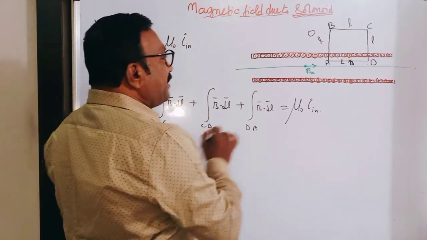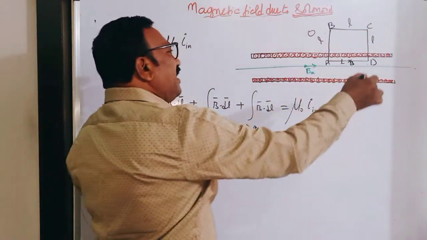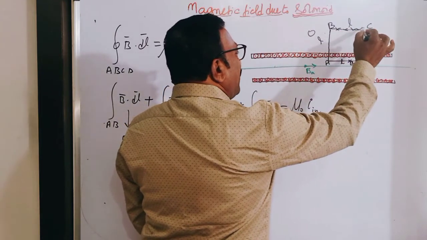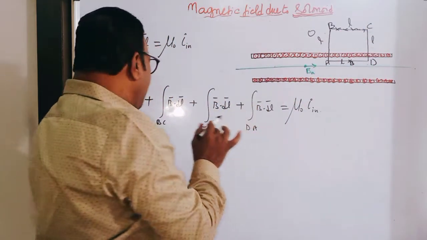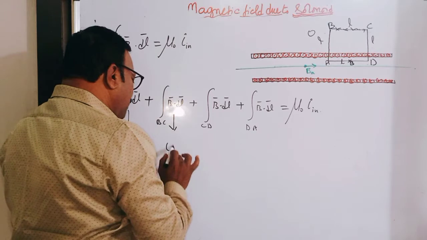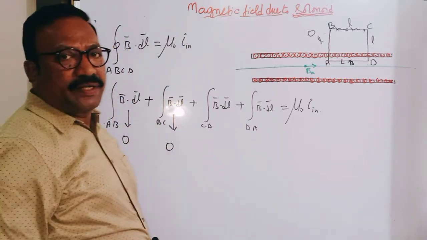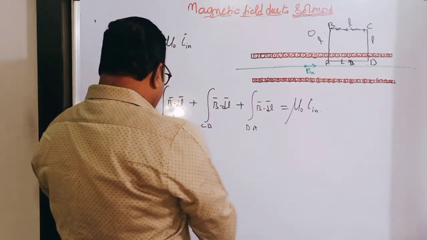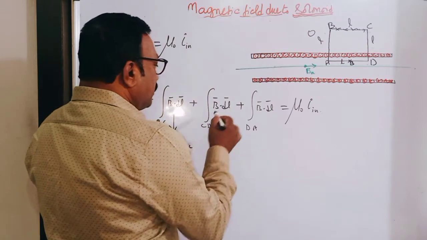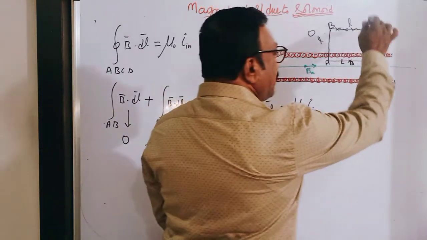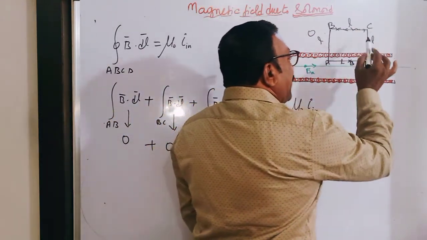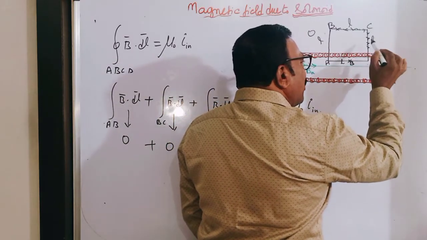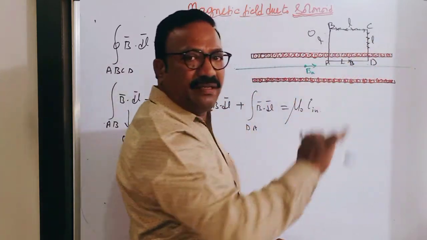Let us consider BC now. This is BC. Very clearly, everywhere the magnetic field here is 0. So integral B dot dl has to become 0 only, because B is 0. Now let us come to CD. This is CD. See, anyhow in this region the magnetic field is not there. B dot dl in this region becomes 0.